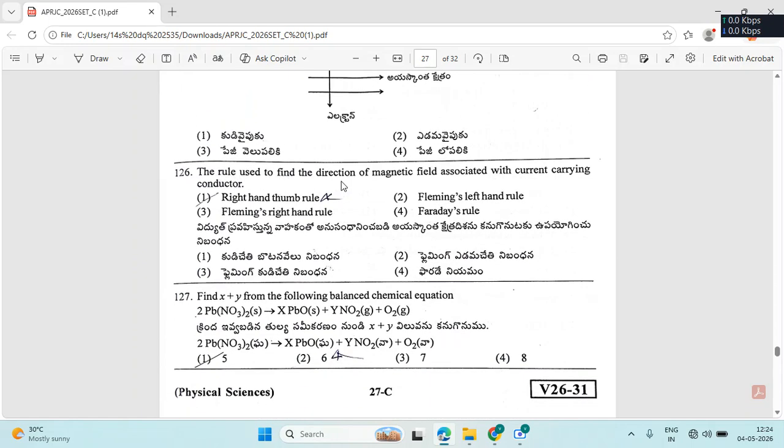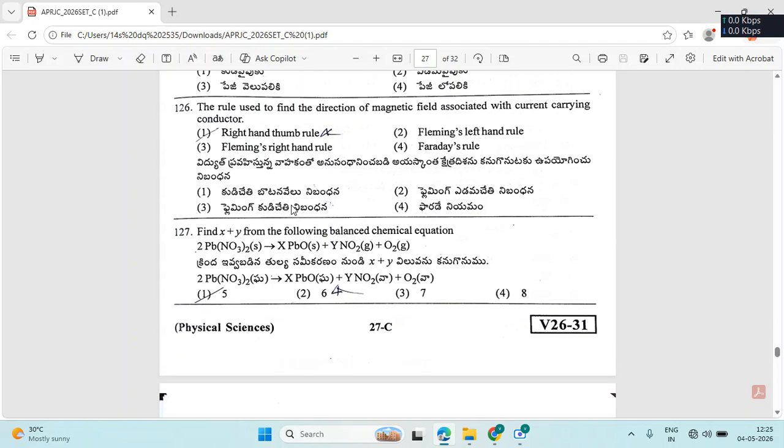The rule used to find the direction of the magnetic field associated with a current carrying conductor: right hand thumb rule, Fleming's left hand rule, Fleming's right hand rule, Faraday's rule. The correct option is 1, and the answer is right hand thumb rule.